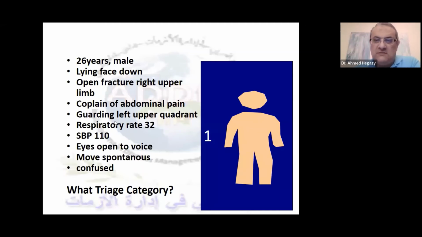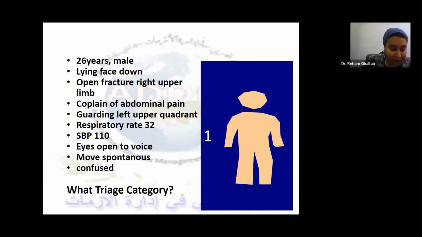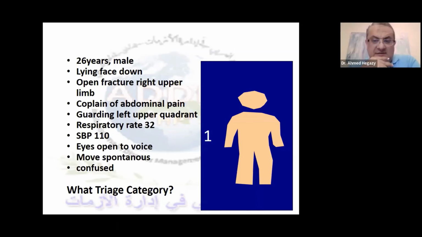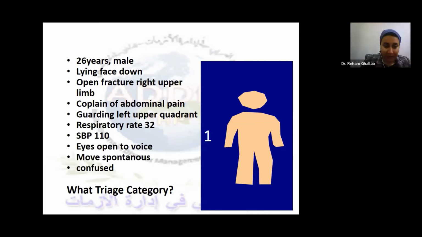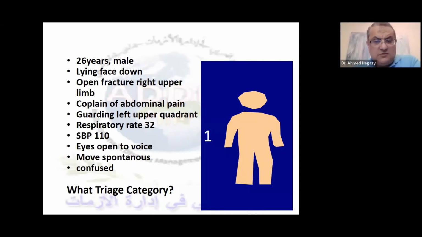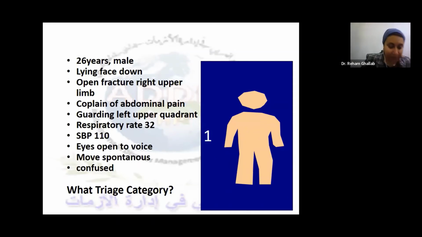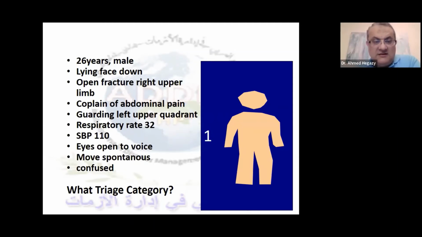So if we talk, for example, about eye opening, eye open to voice will have 3. And then verbal response: he's confused, so he will take 4. 3 and 4 equals 7.